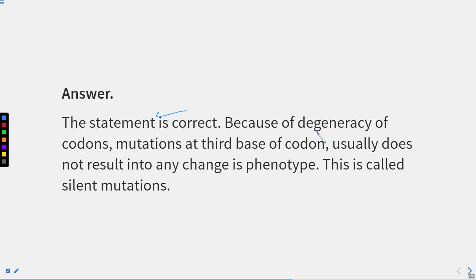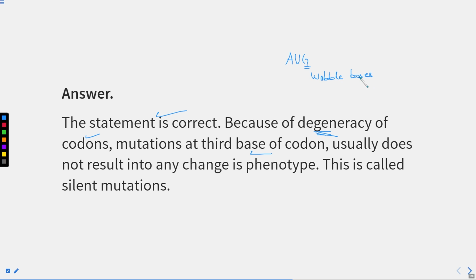Because of the degeneracy of the codons, we have already studied that. What is degeneracy? It means more than one codon codes for a single amino acid. So, because of degeneracy of codons, mutation at the third base of the codon. A codon consists of 3 bases. This last base is known as the wobble base.